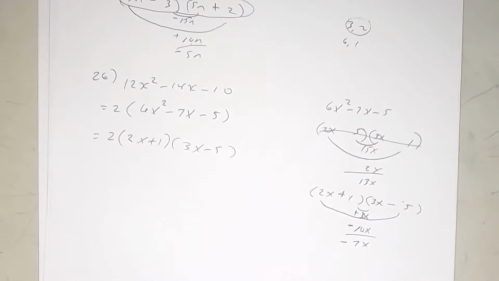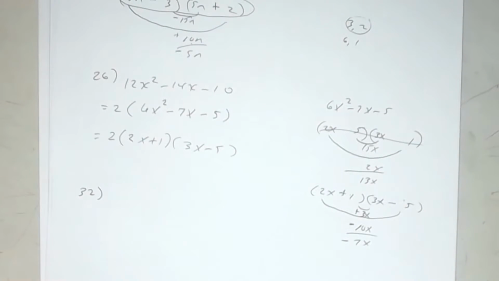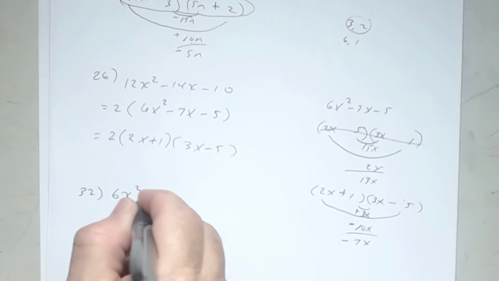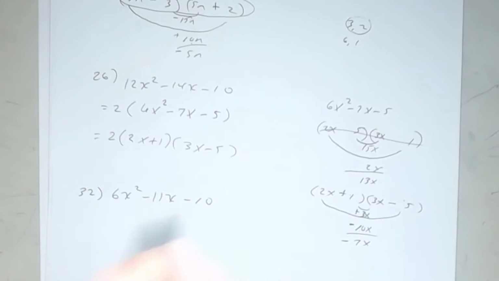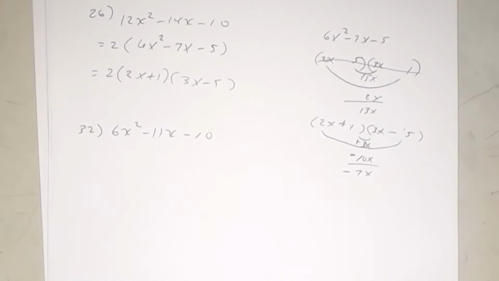All right, let's look at 32. In 32 you have 6x squared minus 11x minus 10. Well, 11's a prime number. No, but you're only looking at the first and the last in terms of that. So that one's not an easy one.